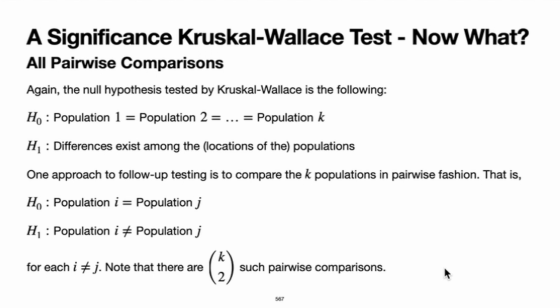So again, the null hypothesis being tested by the Kruskal-Wallis test is the following, and I'll denote it using this fairly loose notation like we talked about before. The null hypothesis is that the K population means are all the same, against the alternative that differences exist among the populations, and in particular with respect to their locations. Now, one approach to follow-up testing is to perform pairwise comparisons. This is how we would represent a given pairwise comparison. The null hypothesis would be that population I is the same as population J against the alternative that the two populations are different, for all indices I not equal to J. How many comparisons are we going to have to make? There are K choose 2 pairwise comparisons that we'll need to perform in order to answer these questions fully.